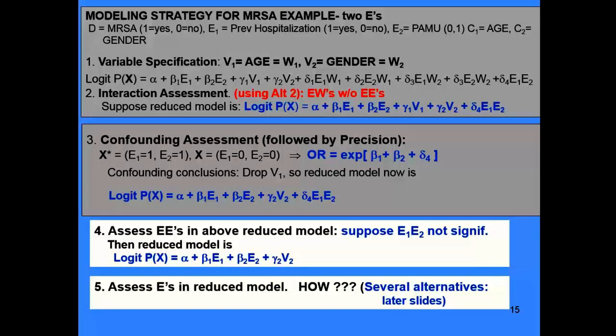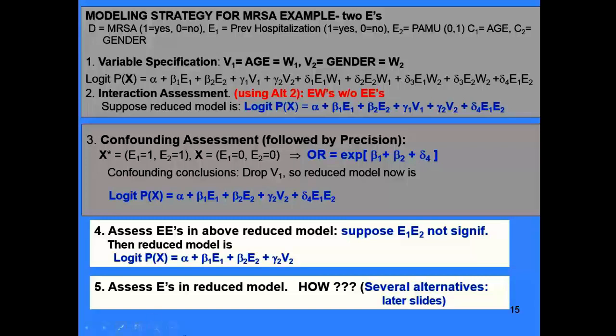And then the question is, what do we do next? How do we deal with the E's? Again, that's what a good part of the lab tomorrow is going to be talking about. There are a number of options on how to deal with the E's in this particular case. You do have a V2 in the model, and you're going to keep that in the model because you've decided it needs to stay in. But what do you do about the E's? Do you keep both of them? Do you drop one of them? Which one do you drop? That's something we're going to talk about a little bit more tomorrow.